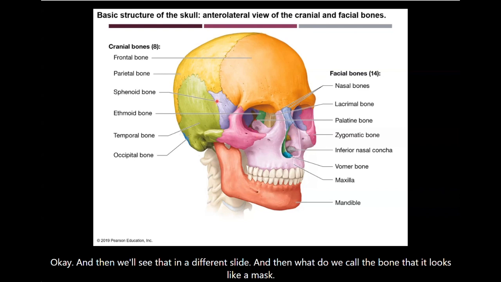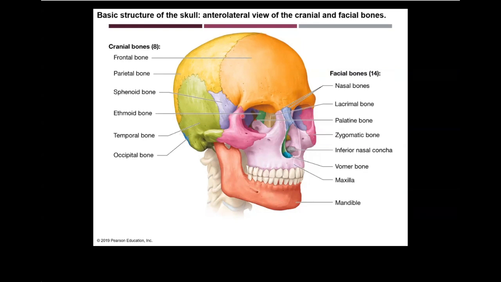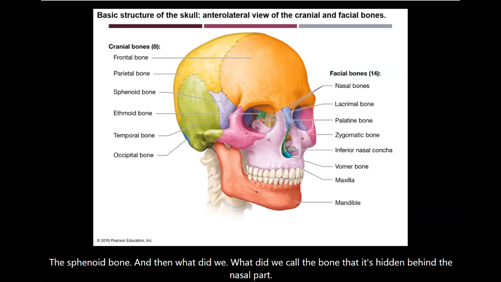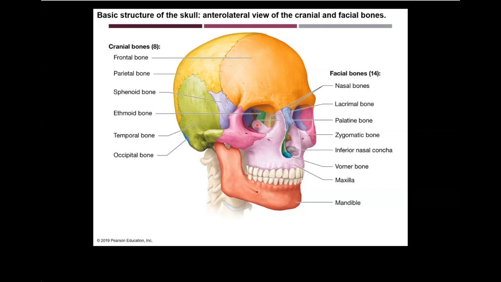And then what do we call the bone that looks like a mask? And I said it also looks like a bat. It has a greater wing and a lesser wing: the sphenoid bone. And then what did we call the bone that is hidden behind the nasal part? Ethmoid bone. And what about the one where we have our tears? Lacrimal bone, and we have the palatine bone, okay? All right, are we feeling good about those? Yes, okay, good.